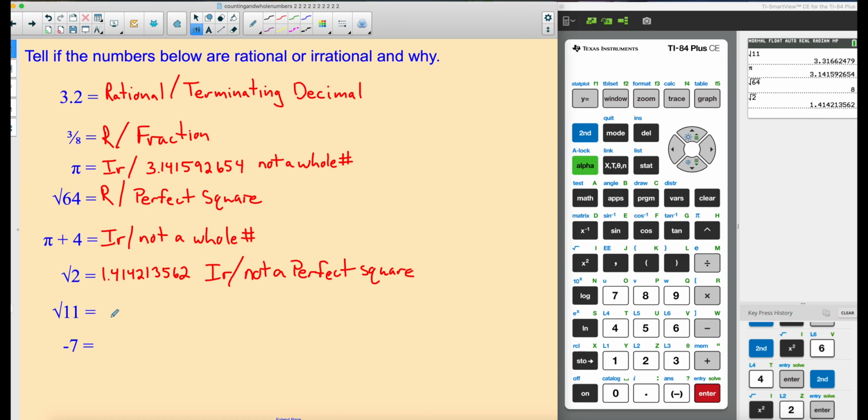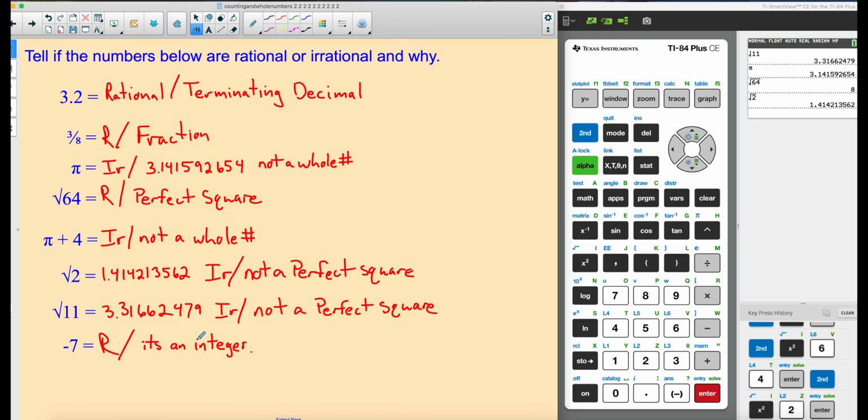Radical 11. Guys, if you put radical 11 in the calculator, you're going to get 3.31662479. But what do we know about messy decimals? They are always irrational. And once again, because radical 11, guys, is not a perfect square. And again, sorry for the sloppy handwriting. This is difficult to write with. Negative 7, rational. Why is negative 7 rational, guys? Well, because it's an integer. Guys, negative 7 is an integer. Simple.